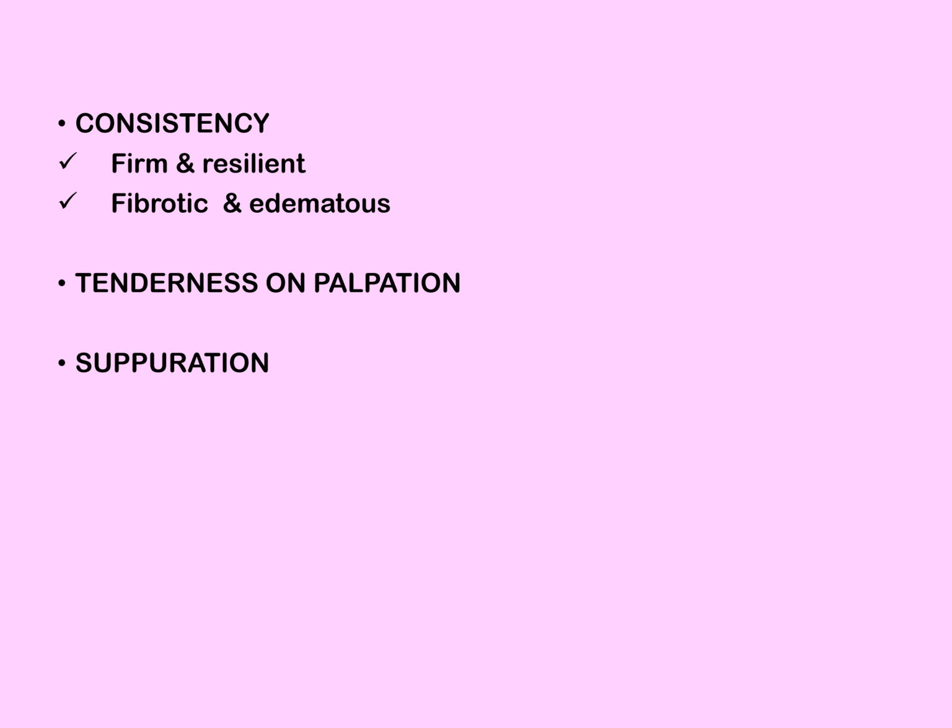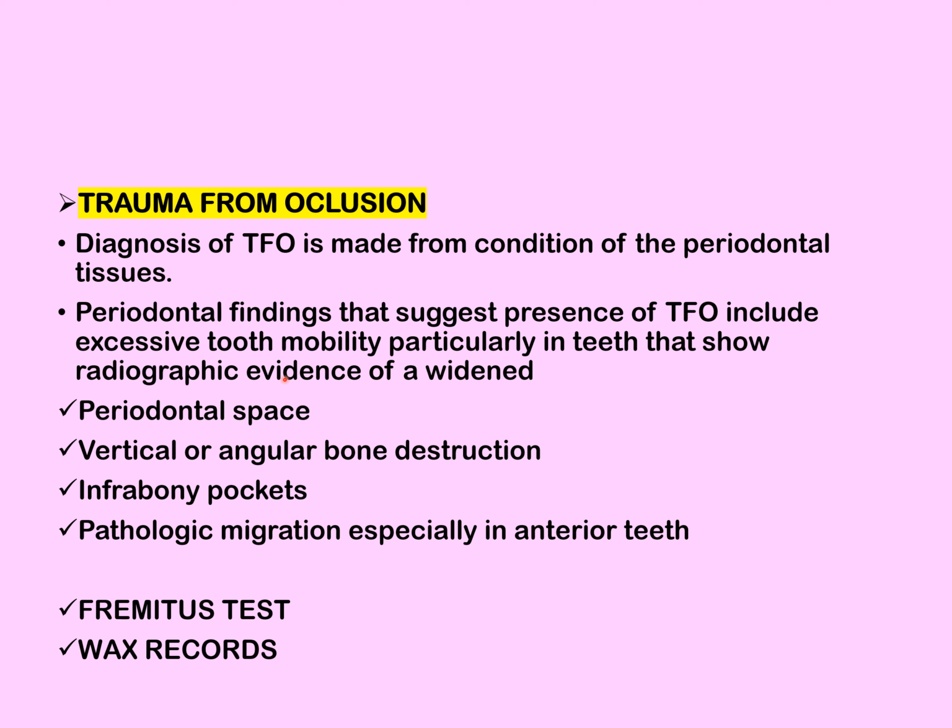Next is trauma from occlusion. Diagnosis of TFO is made from the condition of periodontal tissues. Periodontal findings which suggest presence of TFO include excessive tooth mobility, particularly in teeth that show radiographic evidence of a widened periodontal space, vertical or angular bone destruction, presence of intrabony pockets, and pathologic migration, especially in the anterior teeth. The tests to confirm presence of trauma from occlusion are Fremitus test and wax records.